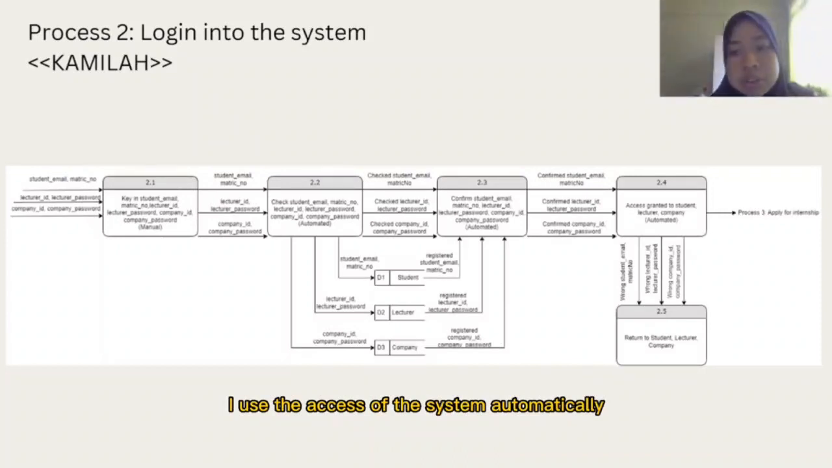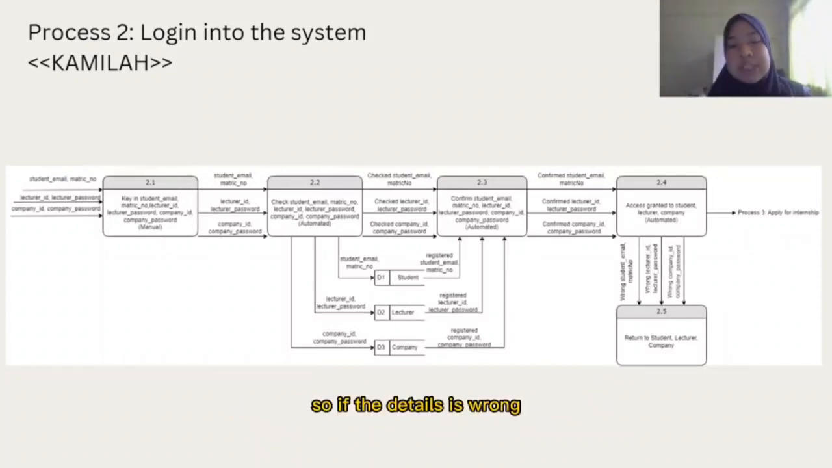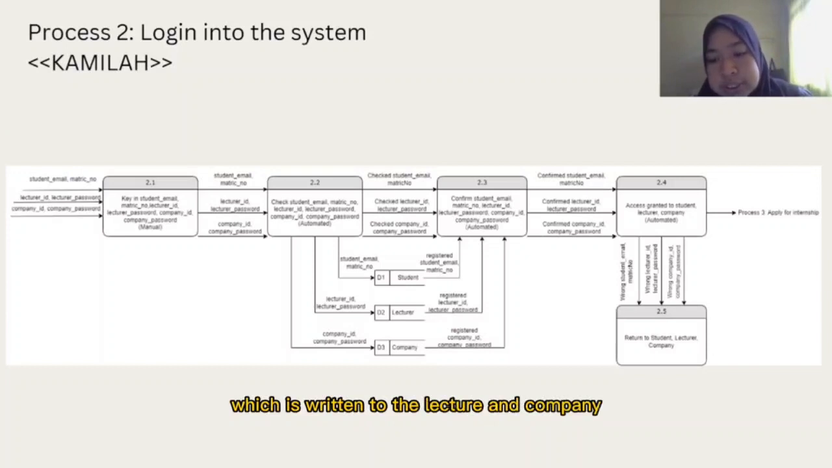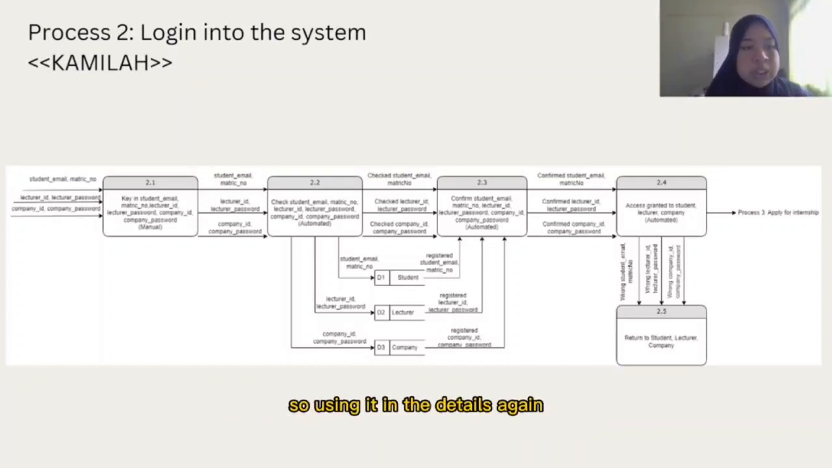to the system automatically. So if the details are wrong, we will proceed to the next sub-process, which is return to student, lecturer, and company. So the user needs to key in their details again.